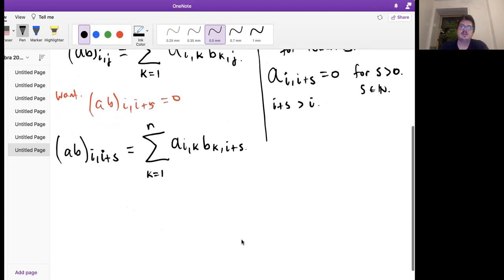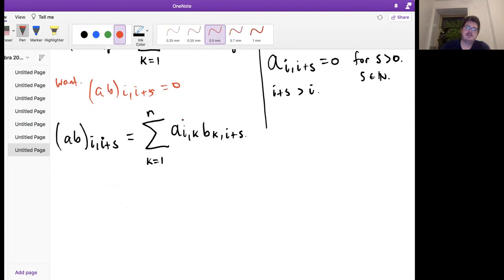Okay, so let's look at this product. Can you describe for me values of k that make this 0?